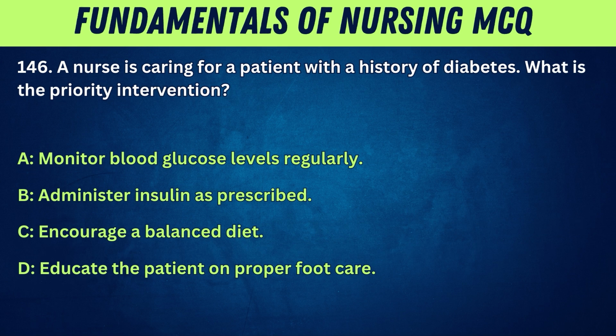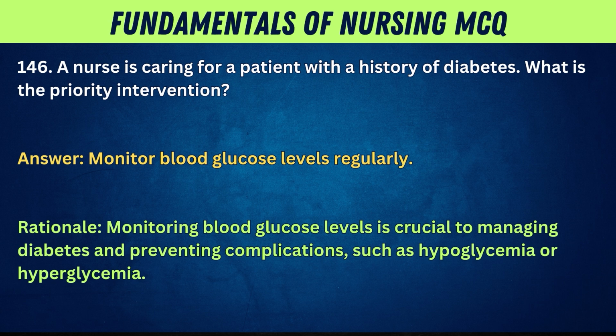146. A nurse is caring for a patient with a history of diabetes. What is the priority intervention? A. Monitor blood glucose levels regularly. B. Administer insulin as prescribed. C. Encourage a balanced diet. D. Educate the patient on proper foot care. Answer. Monitor blood glucose levels regularly. Rationale. Monitoring blood glucose levels is crucial to managing diabetes and preventing complications such as hypoglycemia or hyperglycemia.